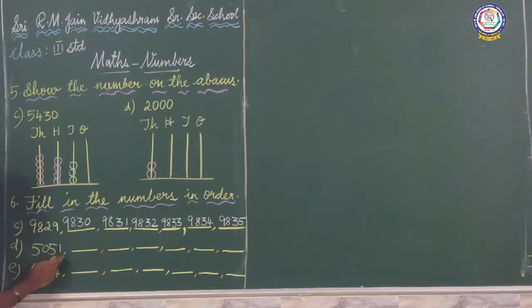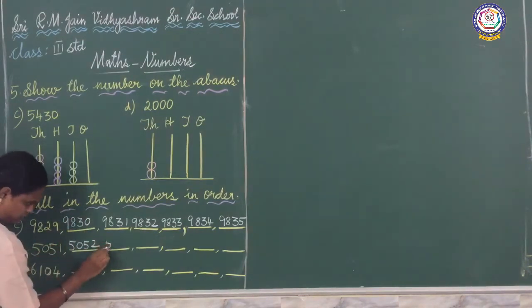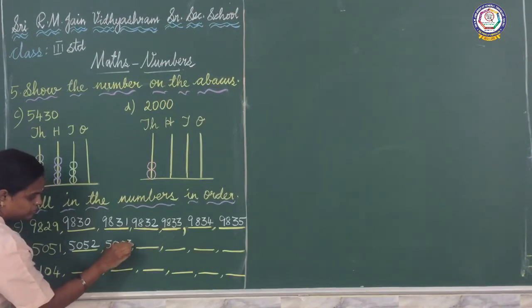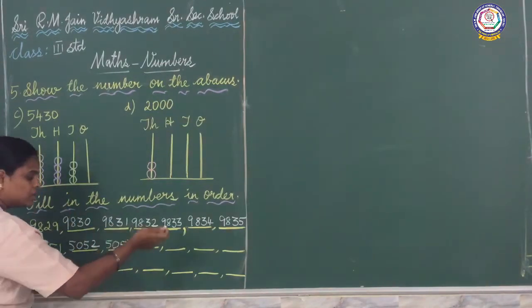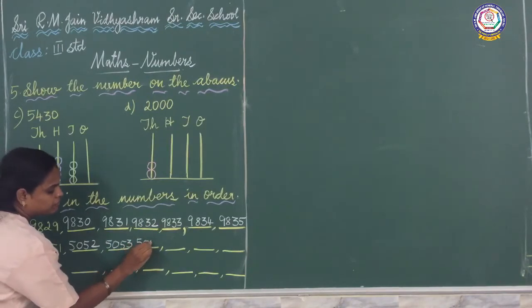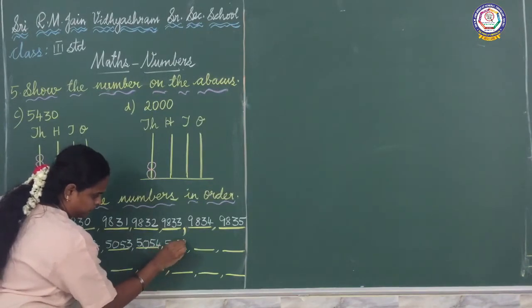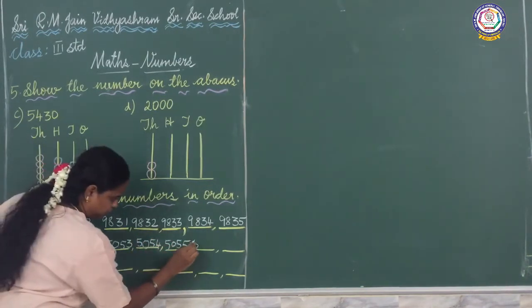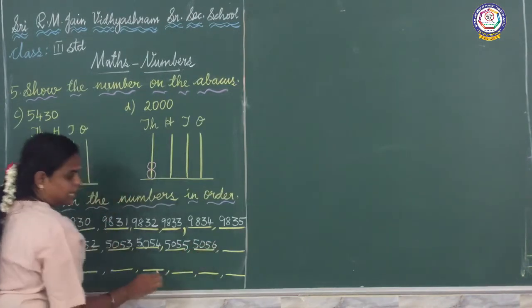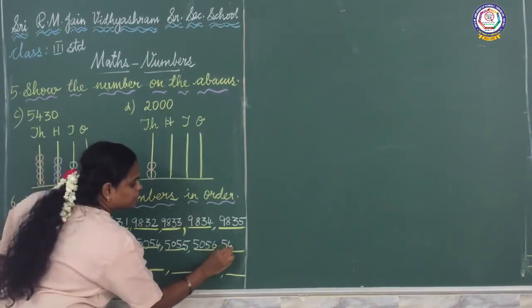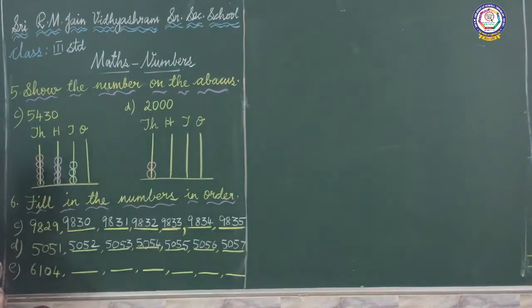Next one, 5051. 4 digits are there. 5051 is given. So what's the next number? After 51, 52. So 5052. Next number, 5053. What is the after number? After 3, 4. So 5054. After 54, 5055. After 55, 5056. After 56, 5057.